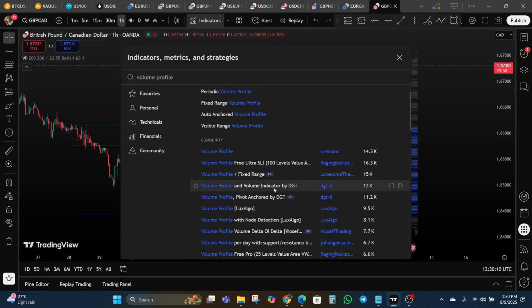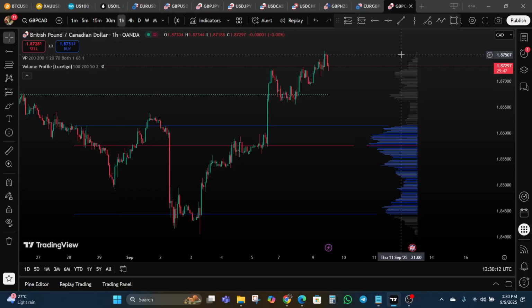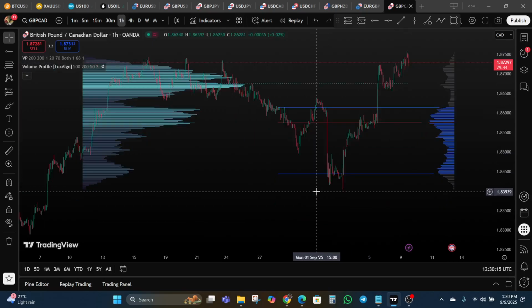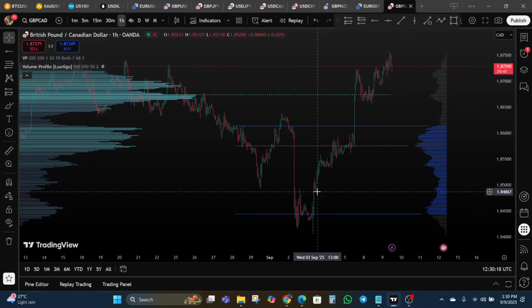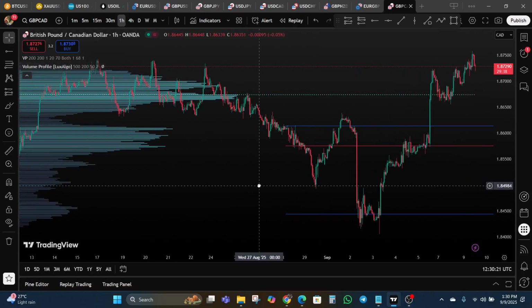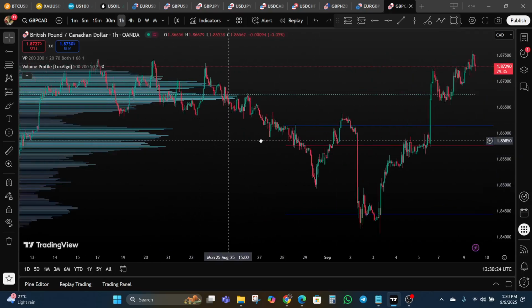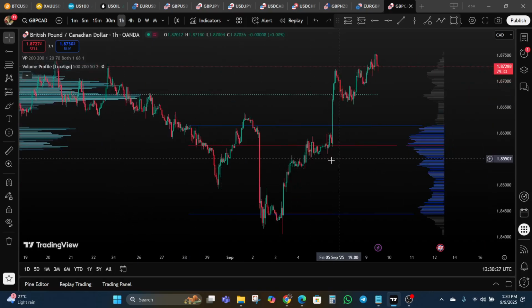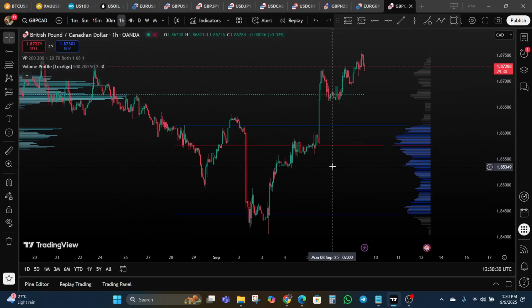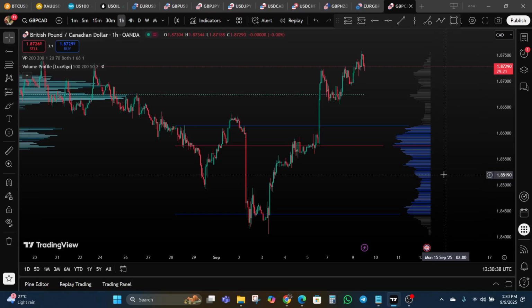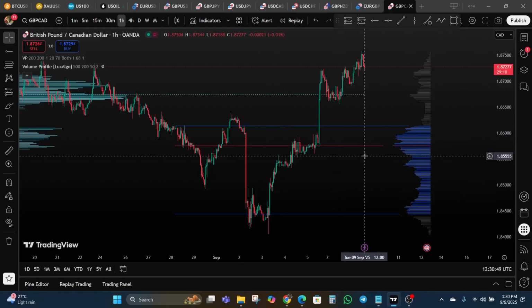Let's see if we can also add another indicator. So you can see how both indicators are talking about concentration of volumes at different price points. Basically that's what volume profiles are about. Now why is this important? Because areas with high volume tend to act as strong support or resistance, creating zones where price is more likely to stall or reverse.